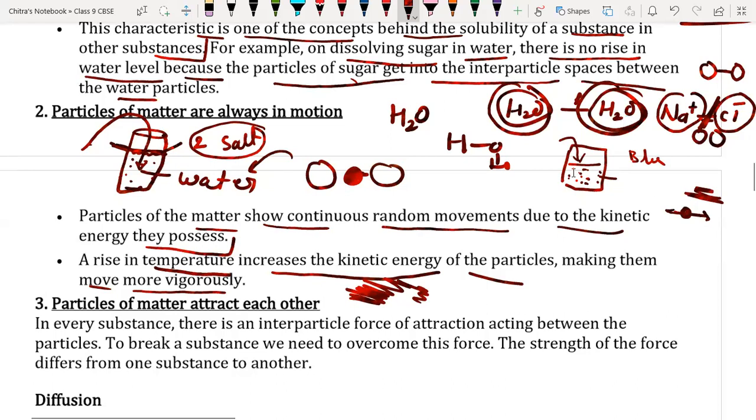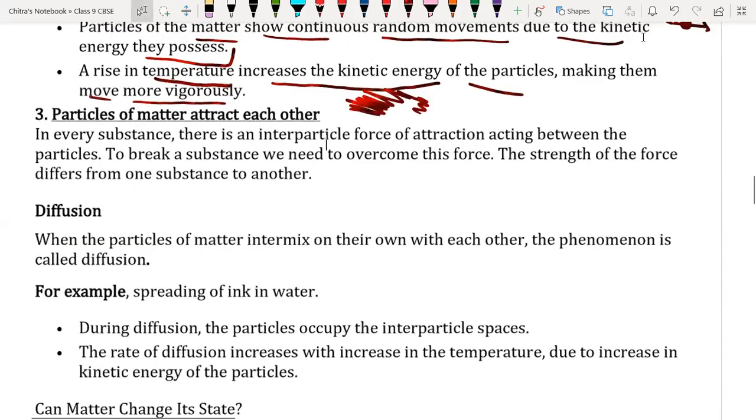Any doubt here in the second point? Now next, the third point: particles of matter attract each other. Yes, we know that, because we have different kinds of force of attraction working between different types of matter, different kinds of particles.